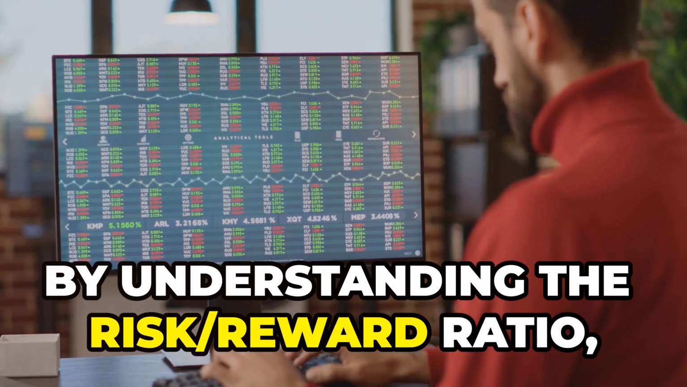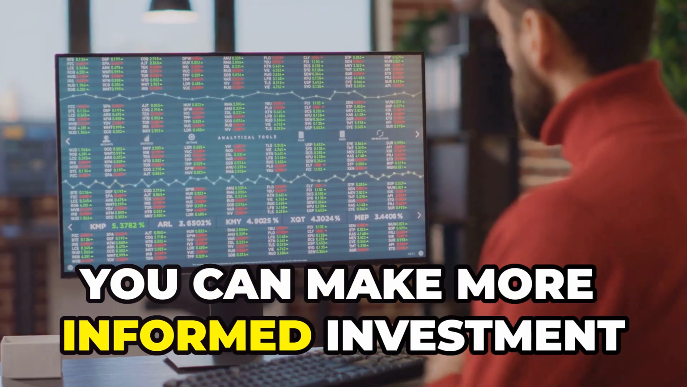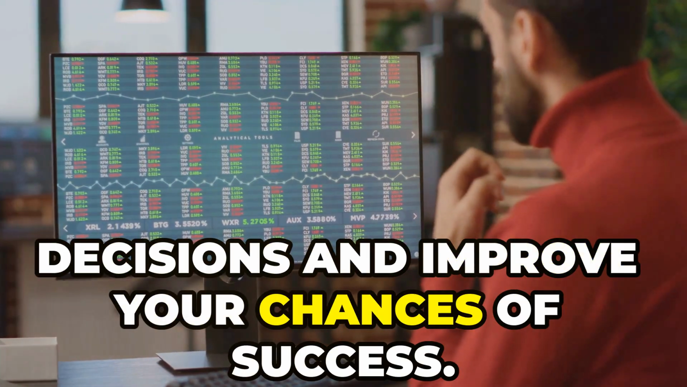By understanding the risk-reward ratio, you can make more informed investment decisions and improve your chances of success.